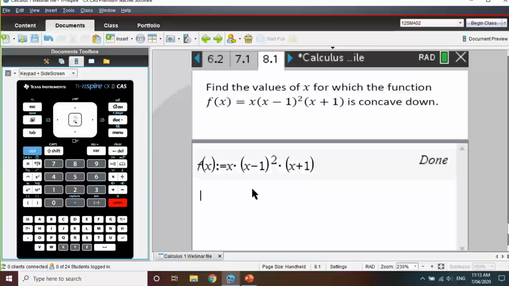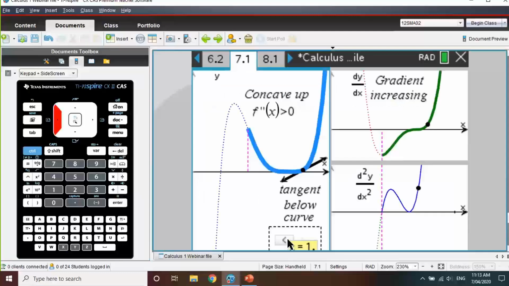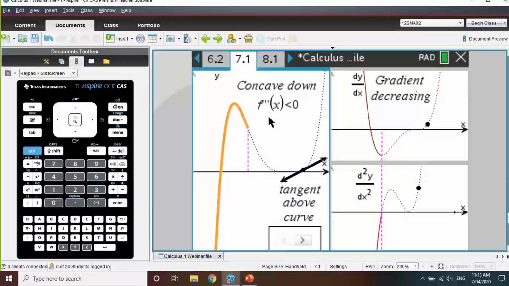Now, for concave down, if we can't quite remember, from our visual beforehand, we saw that for concave down, the condition is when the second derivative is less than 0.